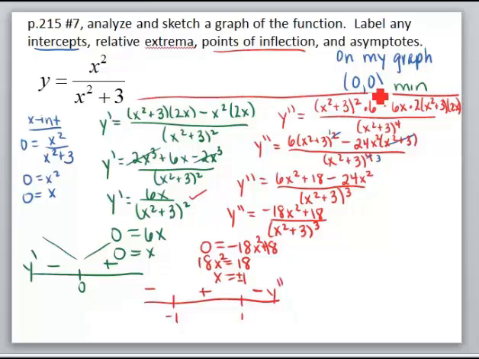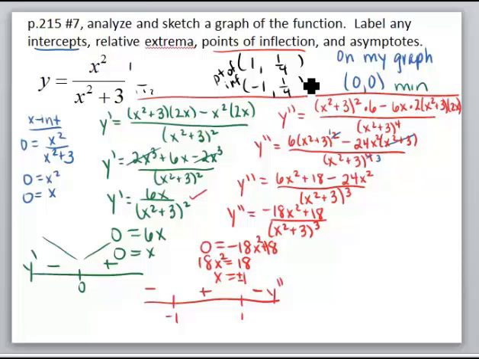So on my graph, I have the 0, 0, min. I also have points of inflection of 1 comma something and negative 1 comma something. I have to figure out what those are by plugging them back into the original if I want the actual point values. So I end up with 1. This would be 1 over 1 plus 3, so it would be 1/4. And if I plug in negative 1, I end up with 1/4 again.